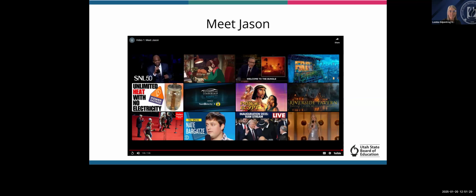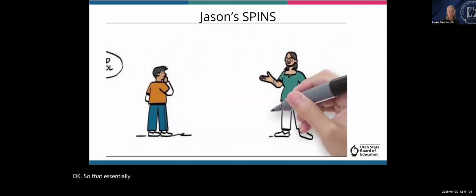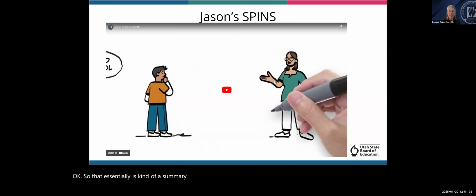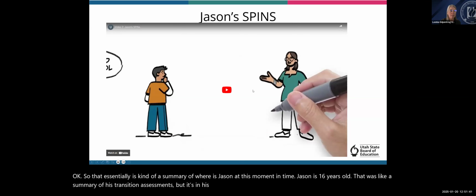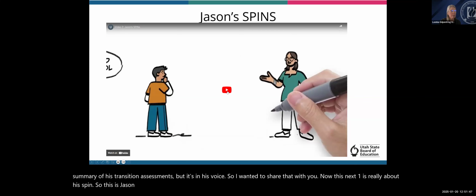Okay, so that essentially is a summary of where Jason is at this moment in time. Jason's 16 years old. That was a summary of his transition assessments, but it's in his voice. So I wanted to share that with you. Now, this next one is really about his spin. This is Jason's opportunity to really talk about his strengths, preferences, interests, and needs. So let's watch this one.